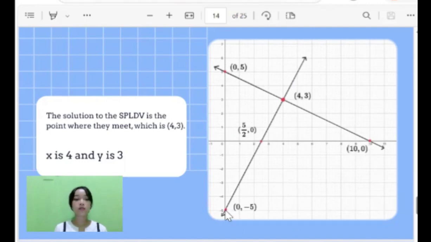And for the second equation we get (0, 5) and (5/2 or 2.5, 0). So after plotting all points and drawing the lines, we can see both lines intersect at the point (4, 3). So therefore, x equals 4 and y equals 3.